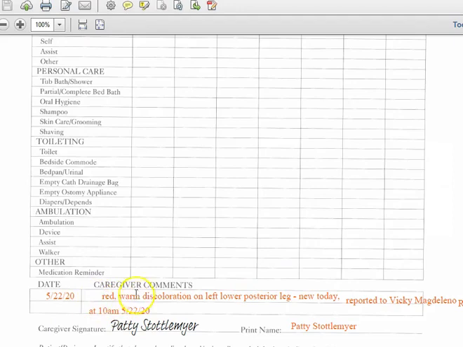So on this certain date, there was red warm discoloration on left lower posterior leg. And you know what? You can describe it the best you can. The most important thing is that you reported it to someone. Now, it may not be an RN. It may just be the agency because this is non-medical care, but you still have to report it. Okay, so this is the flow sheet where we document. The other one is the care plan that we looked at what we're supposed to do.